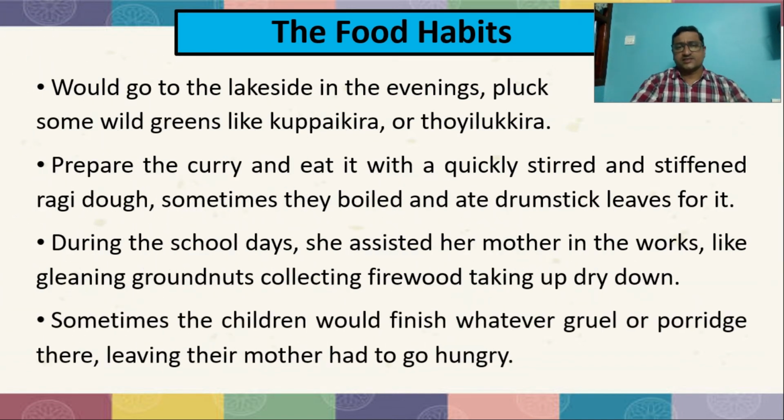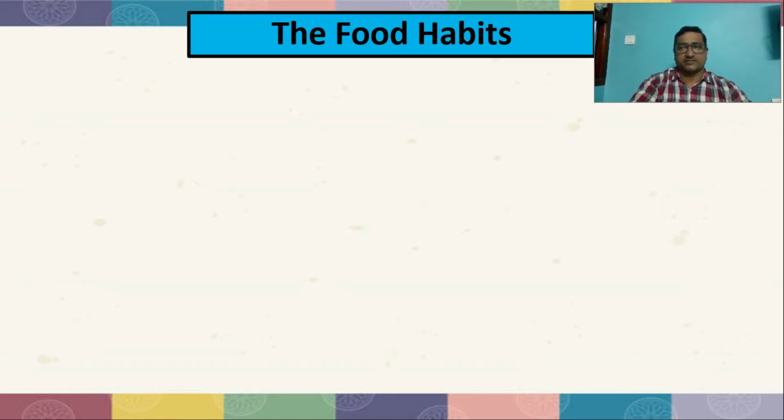Then we see that sometimes the children would finish whatever gruel or porridge there was, and their mother had to go hungry. This is the situation you can see. Mother too probably never felt bad, because she felt happiness in her children having their food. That's the greatness of a mother. You can see here that children left nothing for their parents sometimes. The growing young lives need that kind of food. They ate everything that was cooked in the home, gruel or porridge, and left nothing for their parents sometimes, particularly the mother, referring here, right?